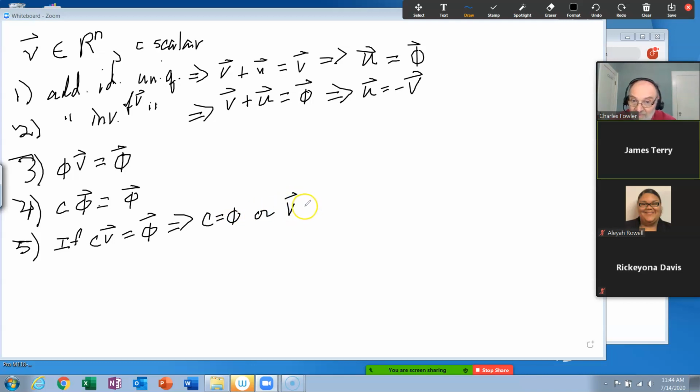but don't just say 0 is the 0 vector. Those are two different things. 0 is a number, c, a scalar, and the 0 vector is a vector, the same dimension as v. So one of those two has to be true. And that's pretty obvious too, I hope. And then let's do number 6.